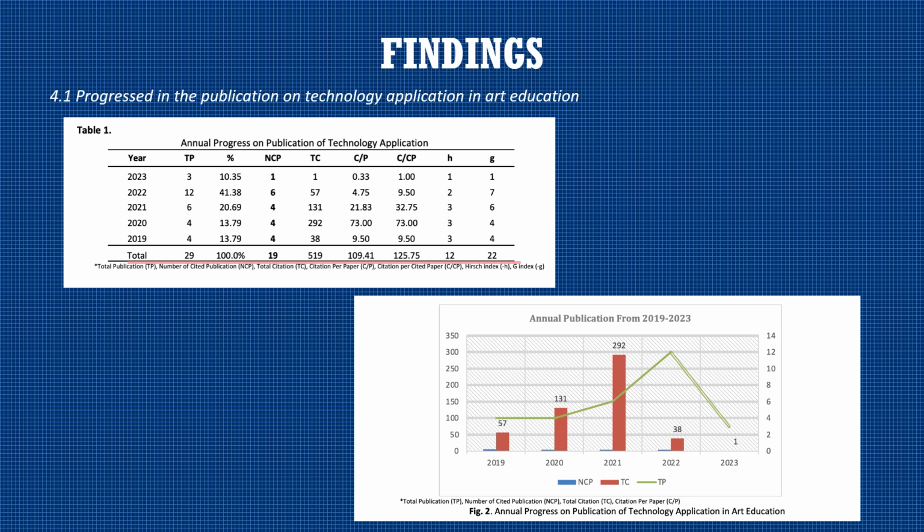So here are the findings for 4.1, progress in the publication on technology application in art education. A total of 29 articles were included in the study using the PRISMA approach and were retrieved from the Scopus database.